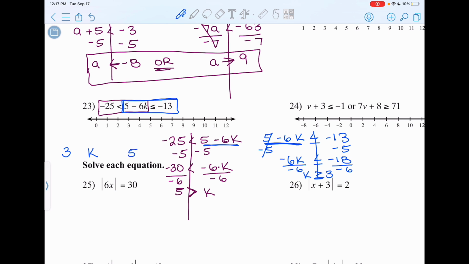And make sure that you keep the same signs. So K is greater than or equal to 3, so it's facing the K with the line underneath it. And K is less than 5, so it's facing the 5 with no line underneath it. So I'm going to have a closed circle at 3 and an open circle at 5. And because this is a conjunction, they meet in the middle.